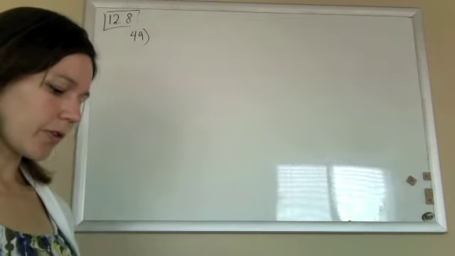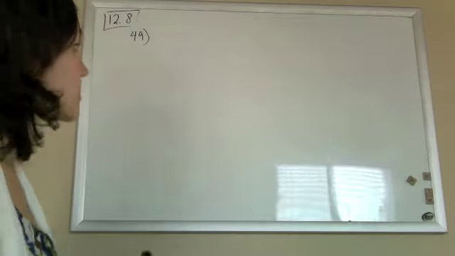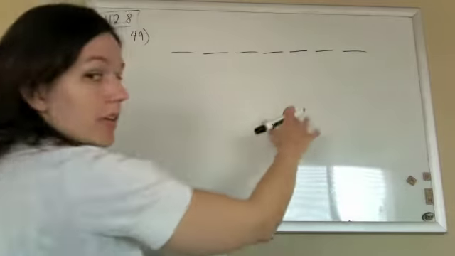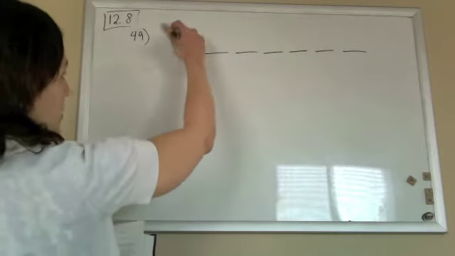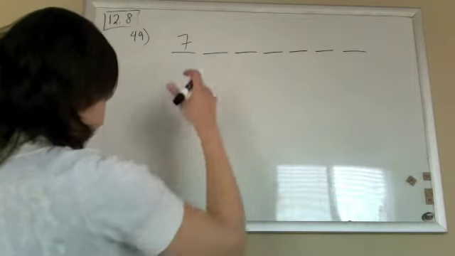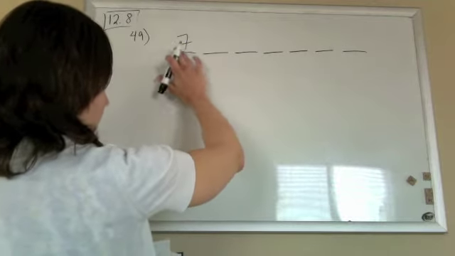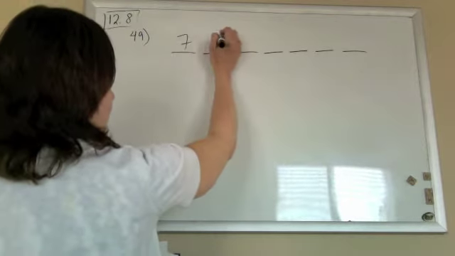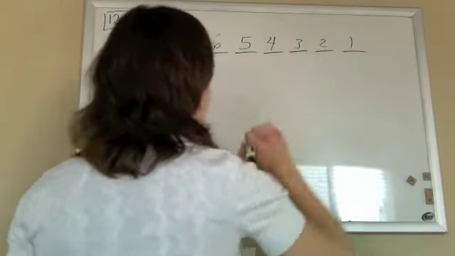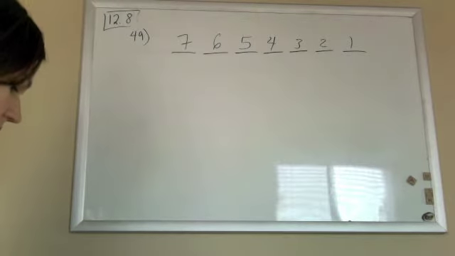Okay, so for 49, there are 1, 2, 3, 4, 5, 6, 7 colors, and we want to arrange all 7 of them. So there are 7 possible choices to pick our first color, and then we're not going to pick it again. They kind of assume that, which is kind of mean, but we want to arrange these colors. So we pick one, 7 possibilities for our first, 6 possibilities for our next, 5, then 4, then 3, then 2, then 1.